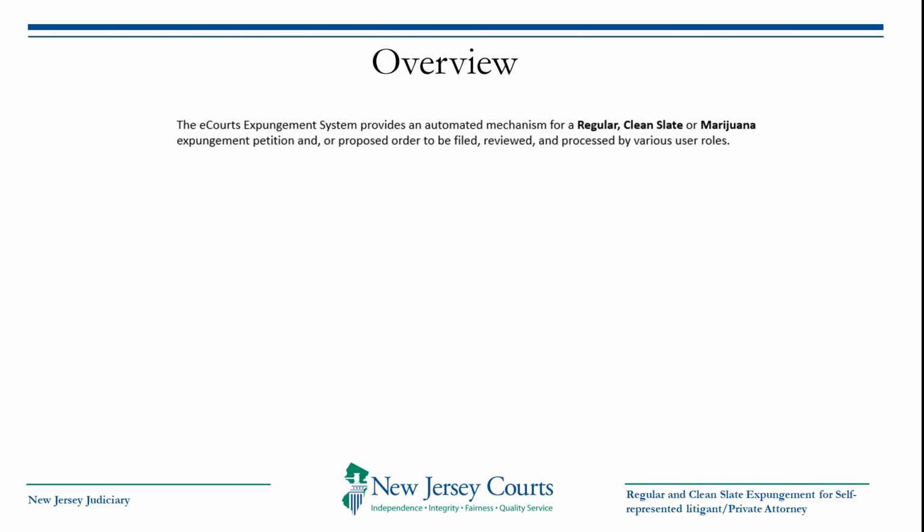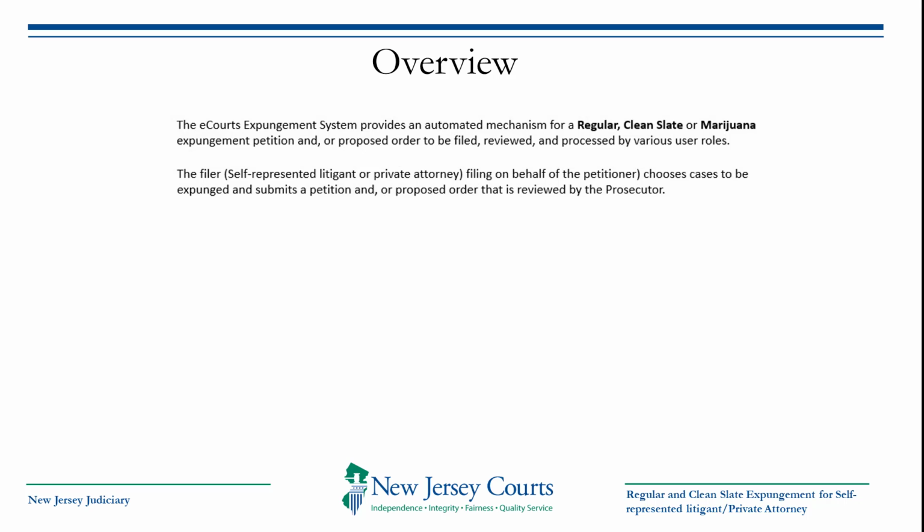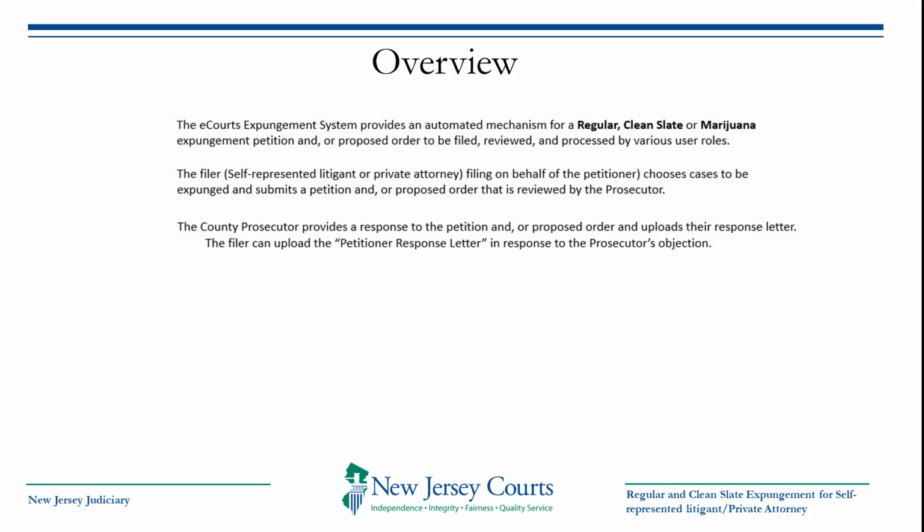The eCourts expungement system provides an automated mechanism for a regular, clean slate, or marijuana expungement petition and/or proposed order to be filed, reviewed, and processed by various user roles. The filer, self-represented litigant, or private attorney filing on behalf of the petitioner, chooses cases to be expunged and submits a petition and/or proposed order that is reviewed by the prosecutor. The county prosecutor provides a response to the petition and/or proposed order and uploads their response letter. The filer can upload the petitioner response letter in response to the prosecutor's objection.